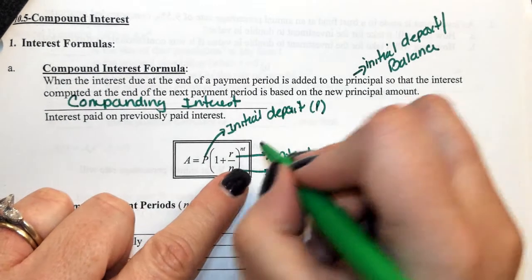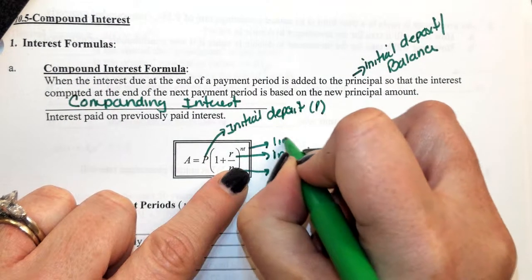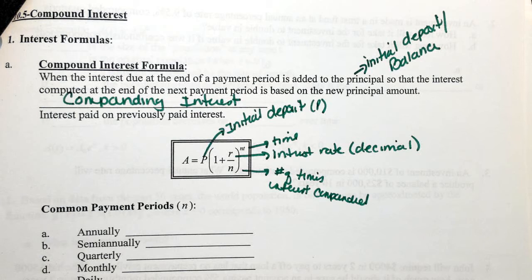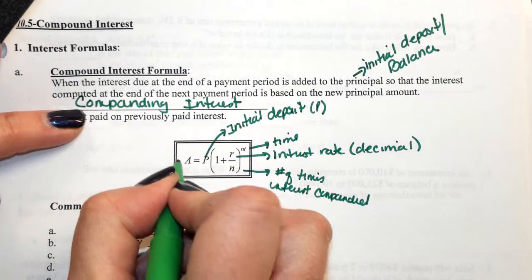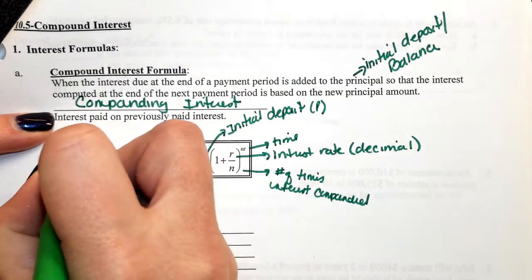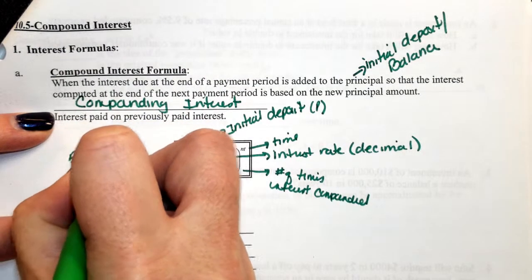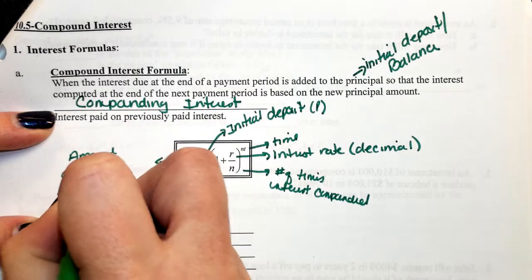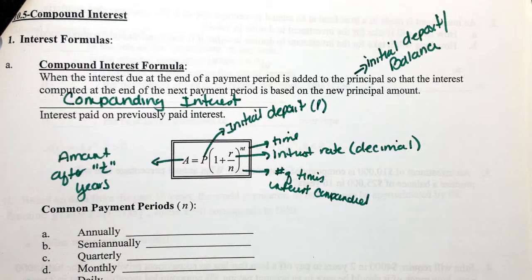We already talked about N, and T is time. If I want to know what the balance in this account will be after 5 years, then I would plug in 5 for T. A is your amount after T years. So if I want to know how much is in the account after 5 years, that is what my A of T would be.